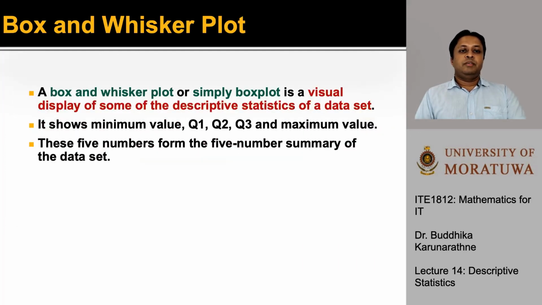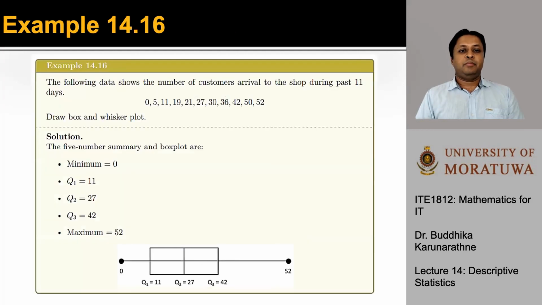With that, we move on to the last concept that we are going to introduce, which is the box and whisker plot. It is sometimes called simply the box plot. This is a visual display of some of the descriptive statistics of a data set. It generally shows the minimum value, the quartiles Q1, Q2, and Q3, and the maximum value. These five numbers form the five number summary of the data set, and it is represented in a graphical manner.